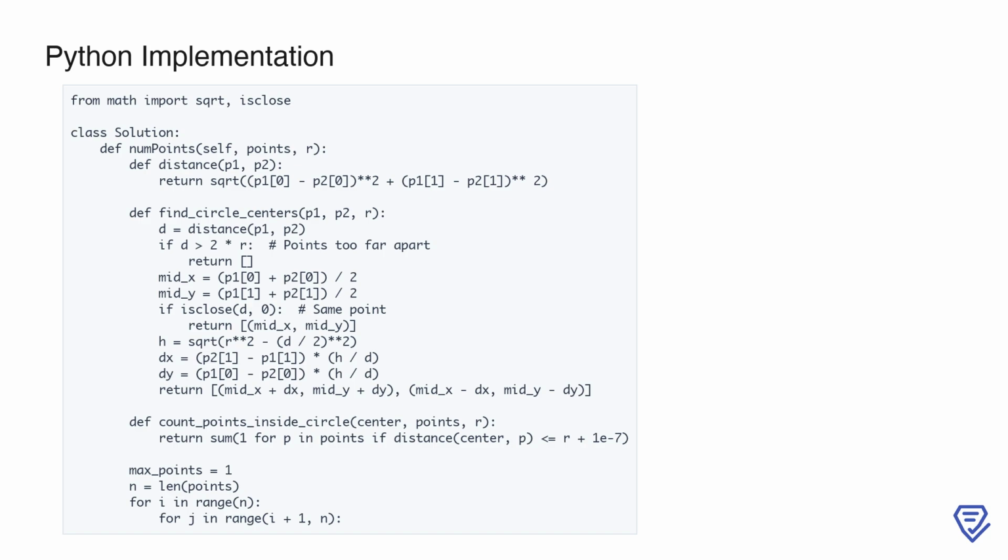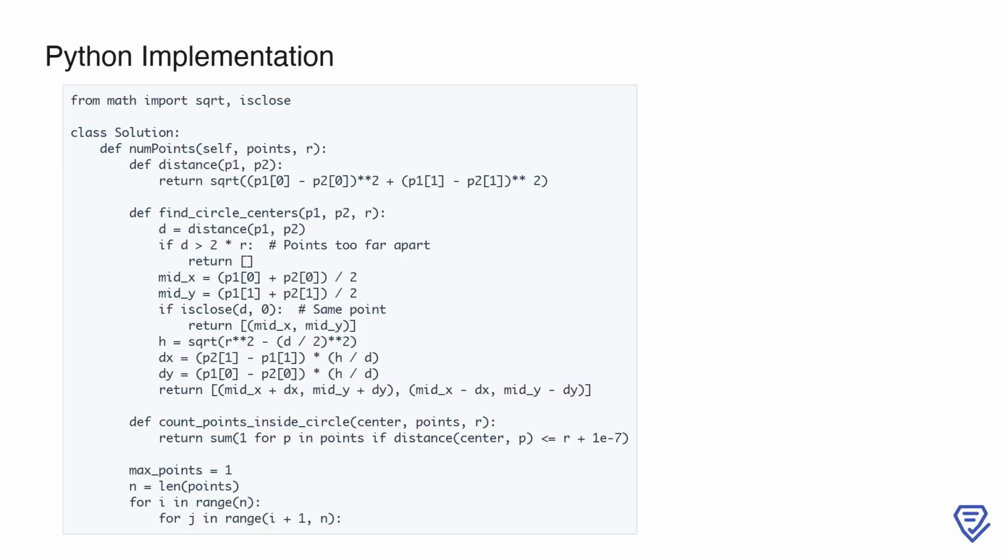Now, since the task involves finding circles that can enclose the maximum number of darts, we define another helper function, find_circle_centers. This function calculates the potential centers of circles that pass through 2 given points, P1 and P2, with the constraint that the circle's radius must be r. If the distance between the 2 points exceeds the diameter of the circle, no valid circle can exist, so we return an empty list. For valid cases, we calculate the midpoint between the 2 points and use geometry to determine the 2 possible circle centers. Additionally, if the 2 points are the same, the midpoint itself becomes the only valid circle center.